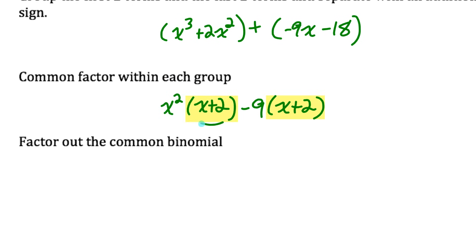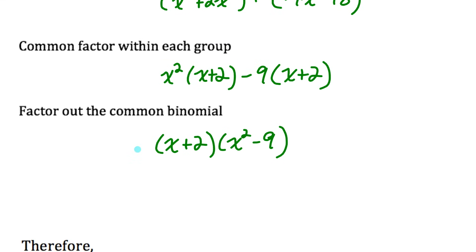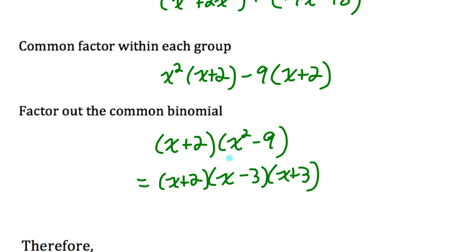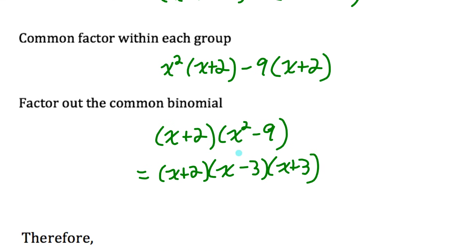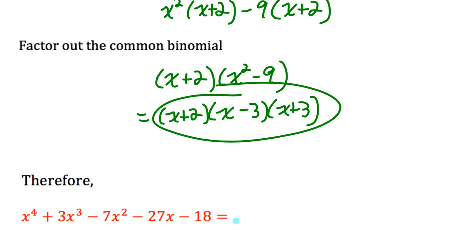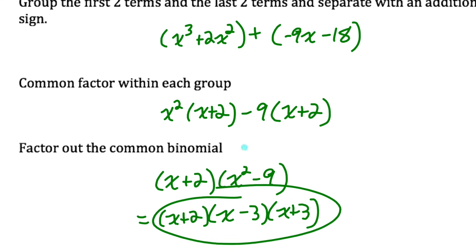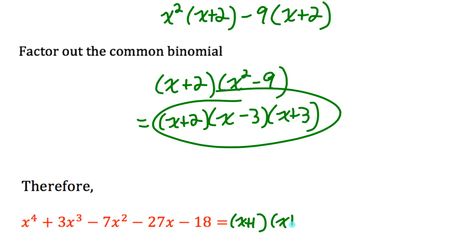And notice we have a common binomial. They both have an x plus 2. So we could common factor out that x plus 2 and get x squared minus 9, which factors to x plus 2 times x minus 3 times x plus 3. So we could have replaced this with this by doing factoring by grouping, which would get us to the exact same final answer of, don't forget that factor of x plus 1 times the three factors that make up that x cubed function. X plus 2, x minus 3, x plus 3. We could have got the same answer, but that was a lot faster.